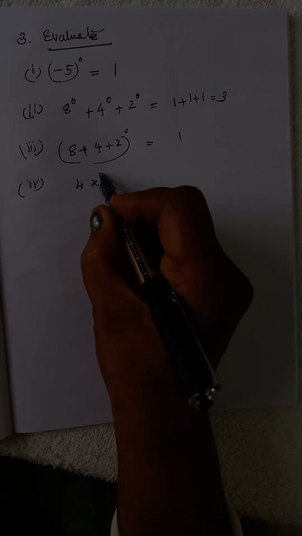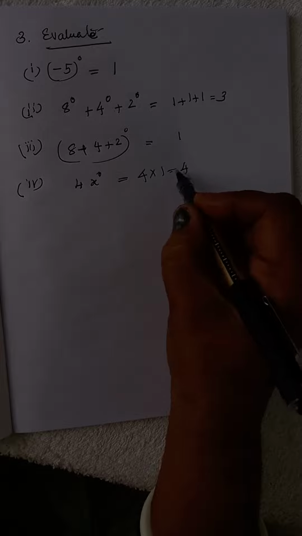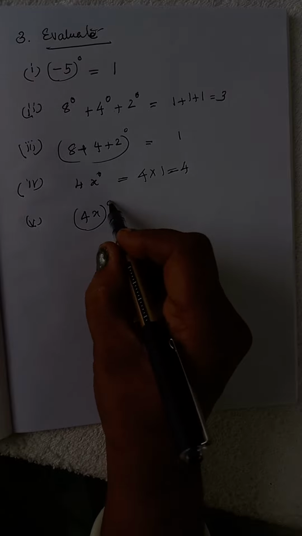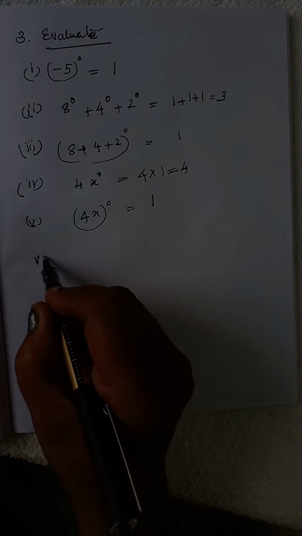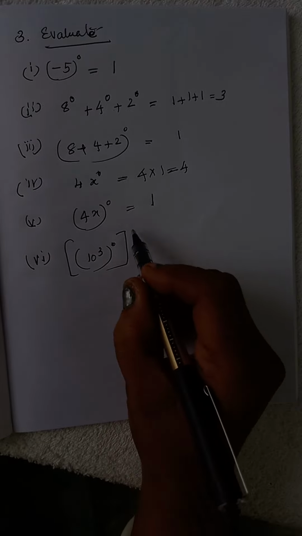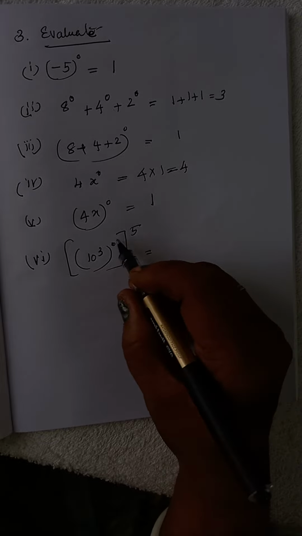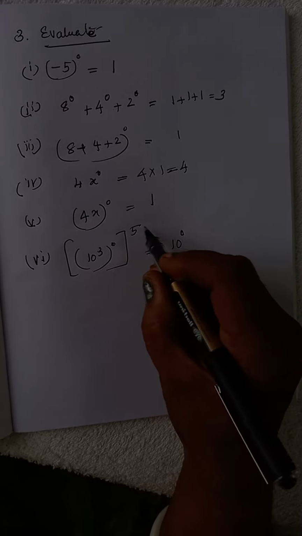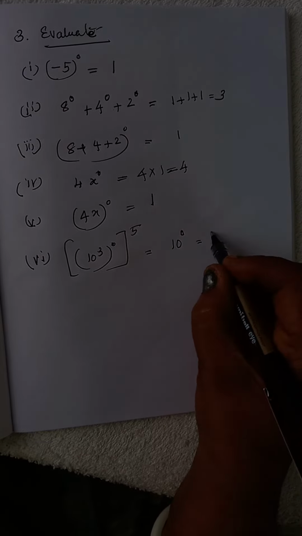Then the fourth question is 4 into x^0, that is x^0, that is 1. So 4 into 1, the answer is 4. Now the fifth question is (4x)^0. If you take this as a^0, it is 1. Now the sixth question is ((10^3)^0)^5. This is 10 raised to 3 into 0, that is 0, then that into 5 means 0 only. That is a^0 form, so that is also 1.